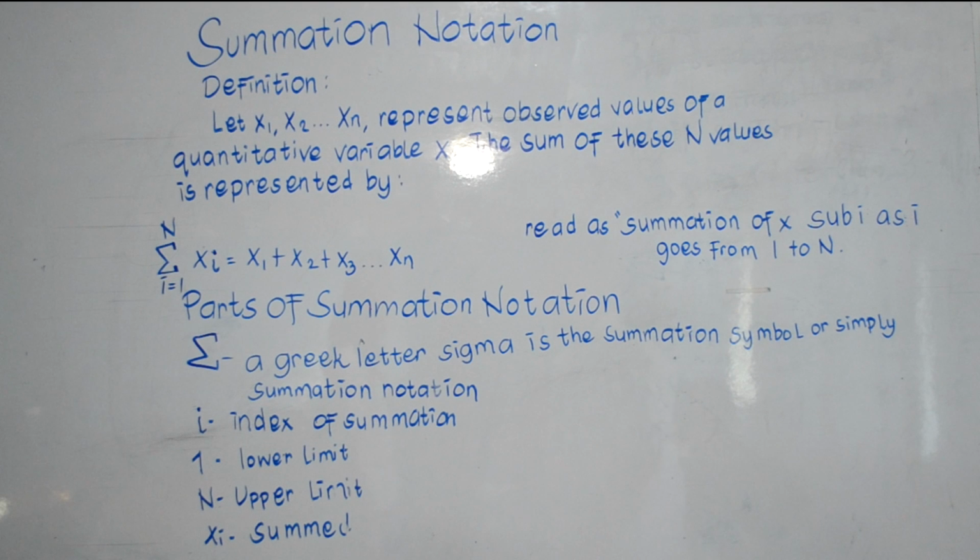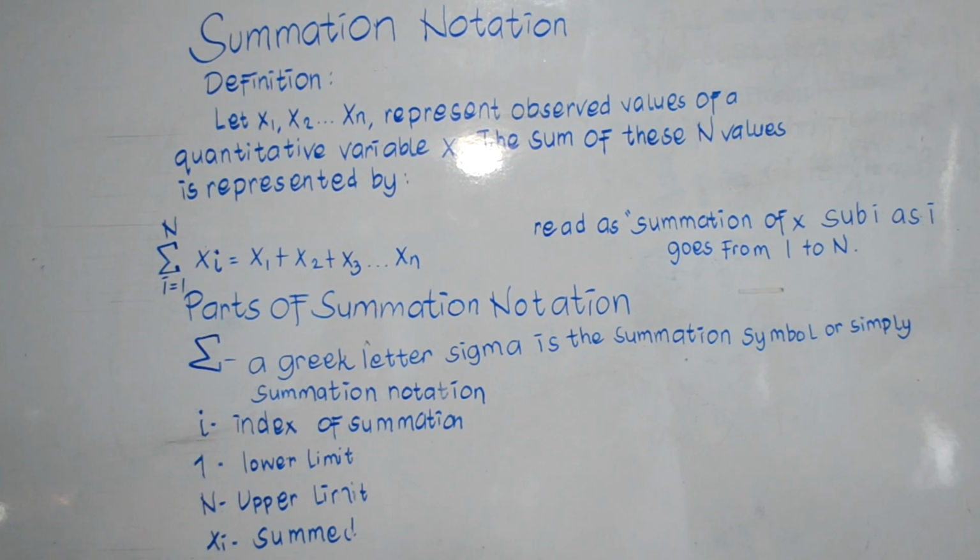Summation notation. Definition. Let x sub 1, x sub 2 to x sub n represent observed values of a quantitative variable x. The sum of these n values is represented by summation x sub I as I goes from 1 to n equals x sub 1 plus x sub 2 plus x sub 3 to x sub n.